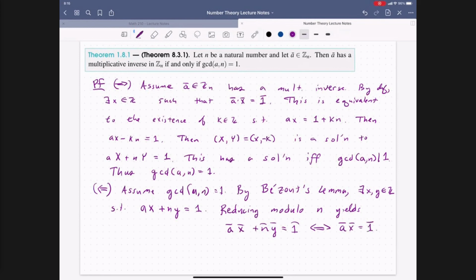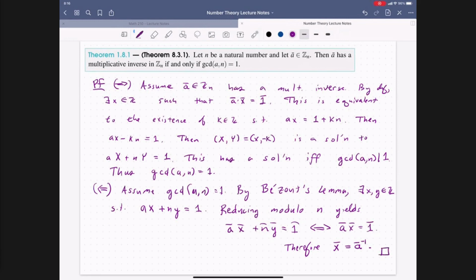And so therefore, a bar has a multiplicative inverse, namely x. So therefore, x bar is, let me just write the notation that we just established, x bar is the inverse of a. And so now this is using the notation from the definition. And so x bar is the multiplicative inverse for a, and we are done.